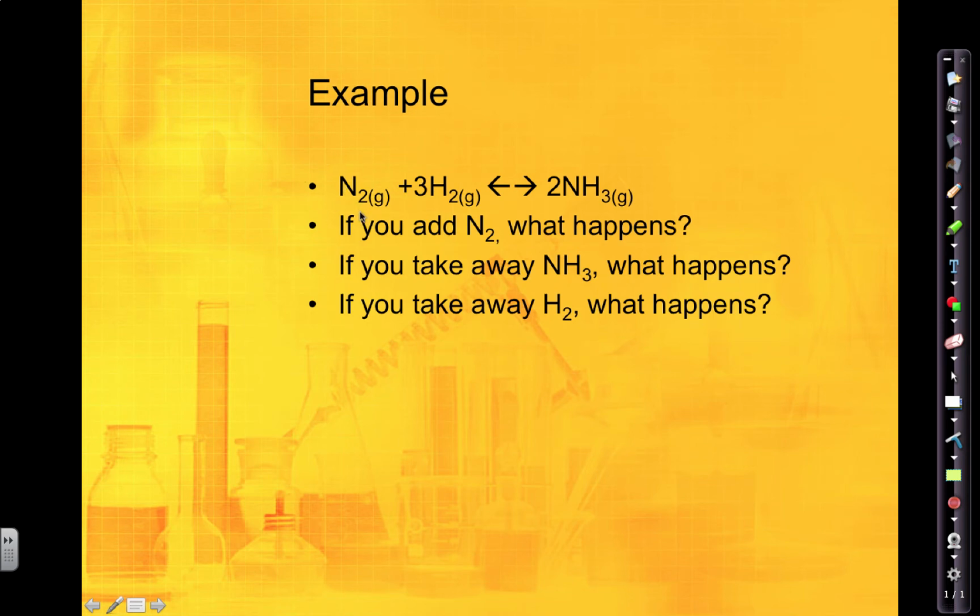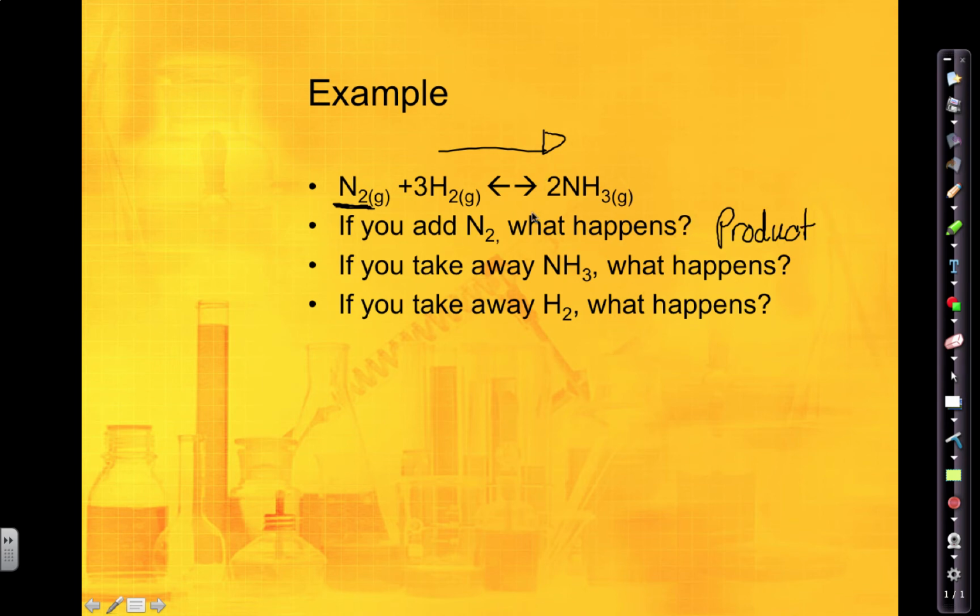So if I have this reaction right here, nitrogen gas plus hydrogen gas produces ammonia. If I add nitrogen, well, nitrogen is a reactant. So if I add something, I want to get rid of it, so it's going to shift towards the product side to make more products and to get rid of that N2. Every time I make products, I use this stuff to make it. So if I want to get rid of it, I'm going to go to the product side, or I can say to the right side of the equation.